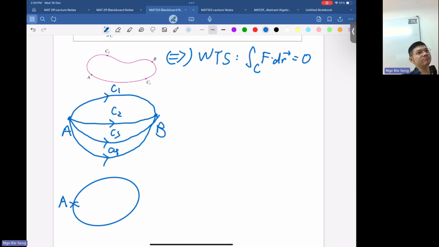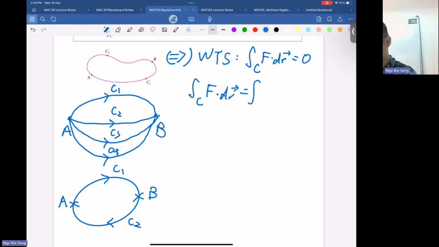You can split this curve into two parts. I don't know where the half is, but obviously I can split it into two parts. We just pick any other point on this loop and call it B. So this loop at A is a path from A to B and B to A. Let's split this loop into C1 and C2. So this integral becomes the union of C1 and C2.